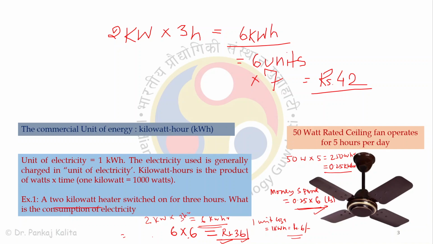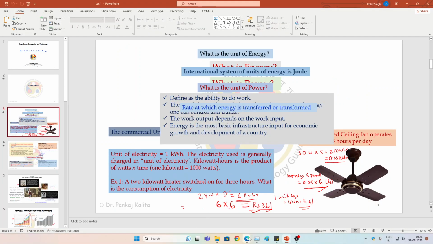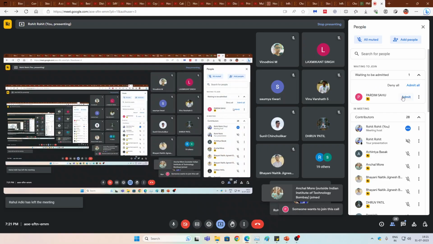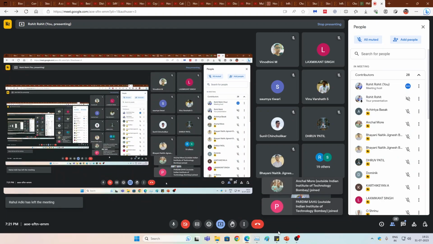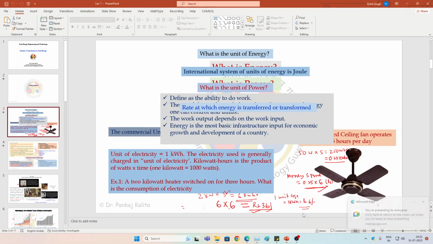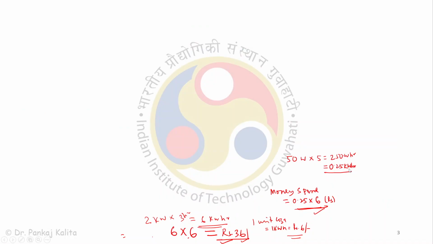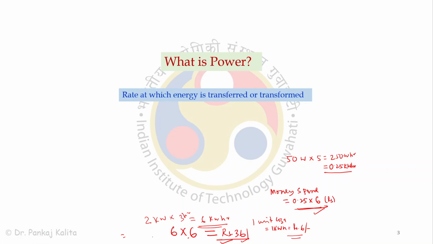Compare this 2 kilowatt heater with a 50-watt fan. A fan consumes very less electricity. Compared to any other thing, fans consume very less amount of electricity. So the wattage of something is very important when you decide something.